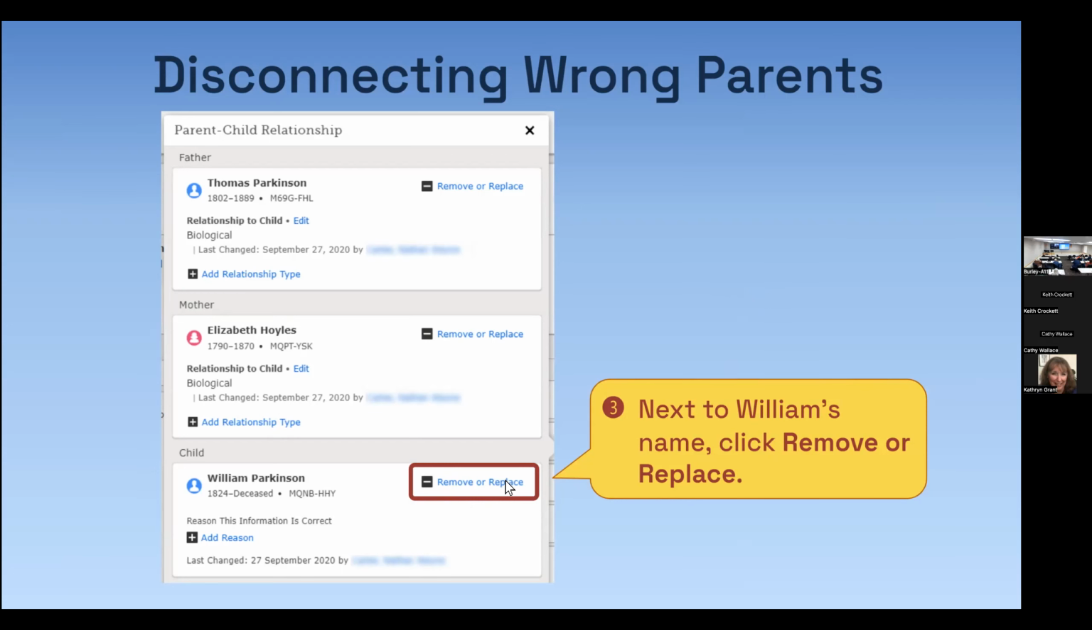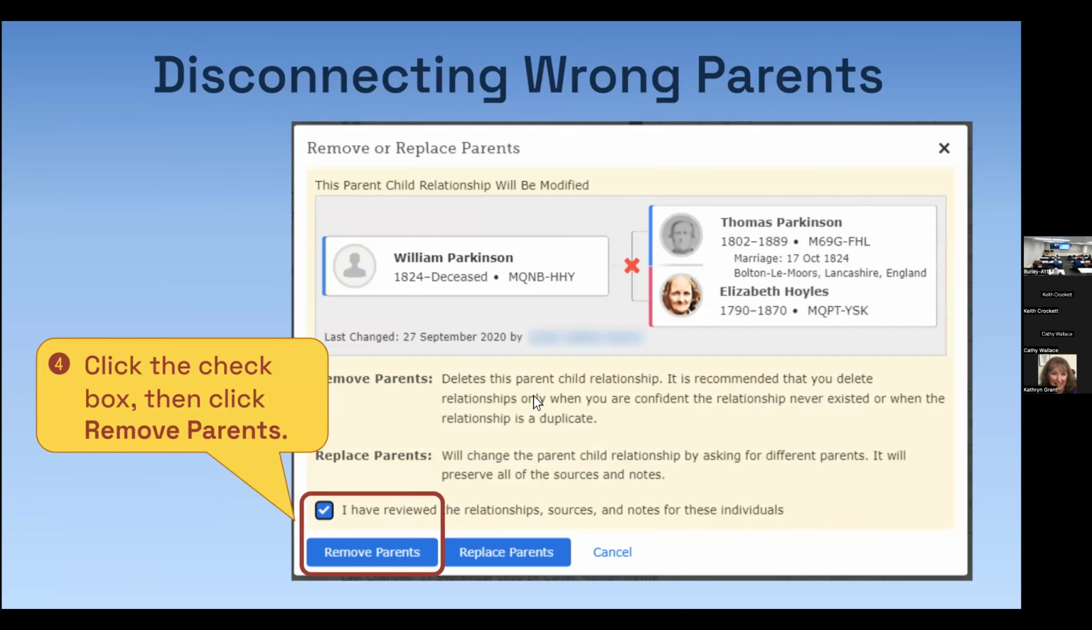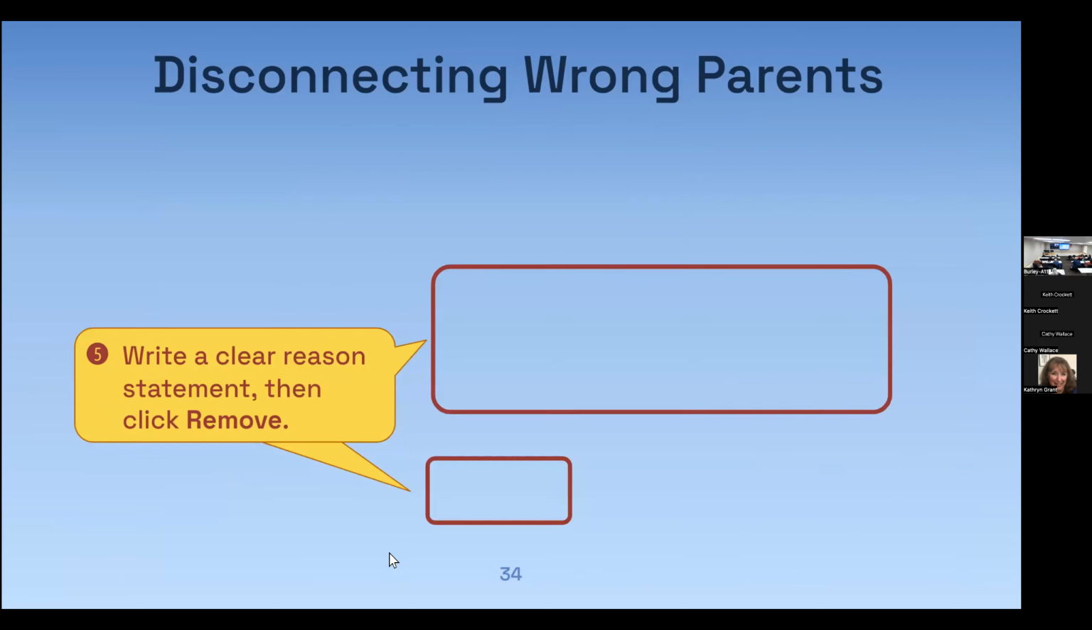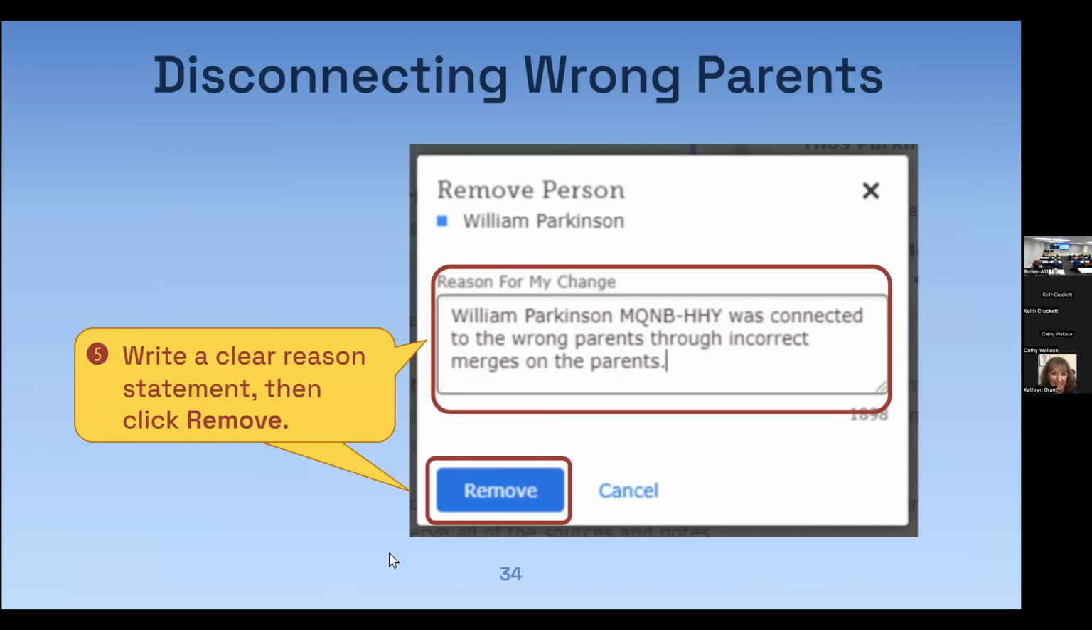So we're going to click remove or replace next to William's name. And this is the screen. Again, the interface is a little bit different, the look is a little bit different, but all the same stuff is there. So it's showing me that if I continue, I'm going to remove these parents, which is exactly what I want to do because they're the wrong parents. So I click the box down here saying, yes, I have carefully reviewed all the information and I do want to remove these parents. And then I get a box that is asking me for a reason statement.